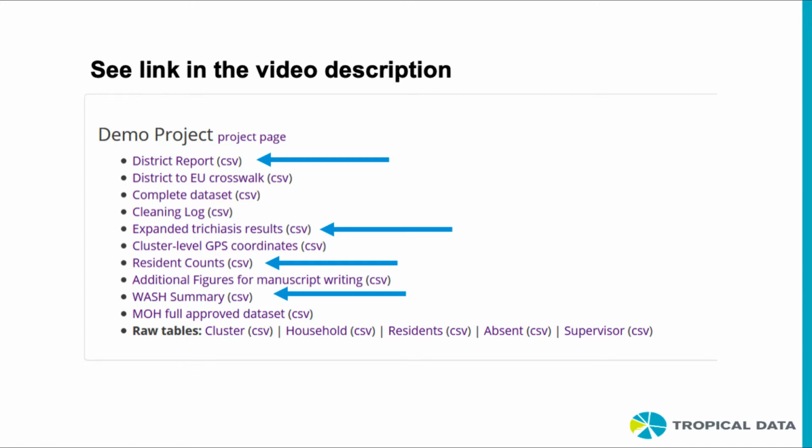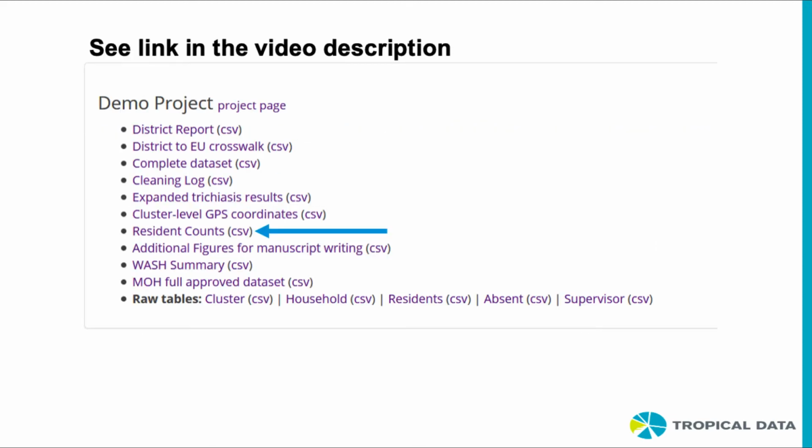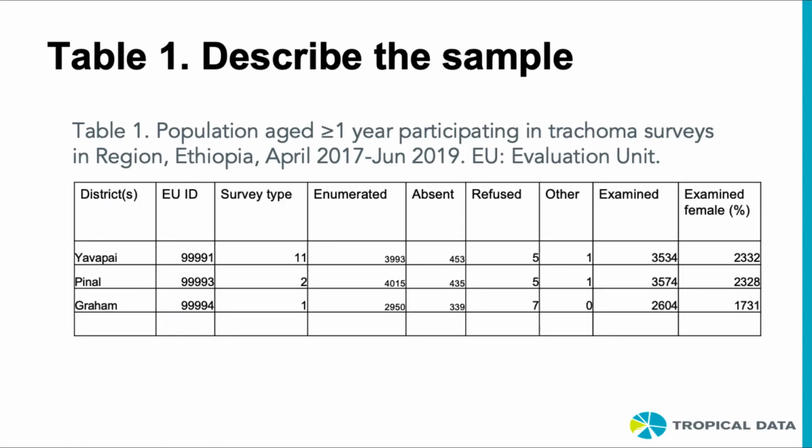The first table you should create is one that describes the sample. In the case of trachoma surveys, the target population is all people aged 1 year and over living in selected households. Table 1 should aim to describe how many of the target samples were actually examined, and why some weren't examined. Under the demo, we can see resident counts. We will need to sum the adult, child, and mid figures to get the total examined.